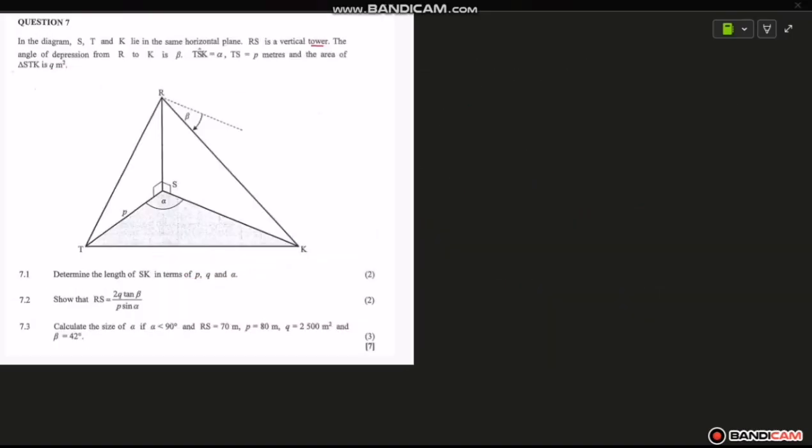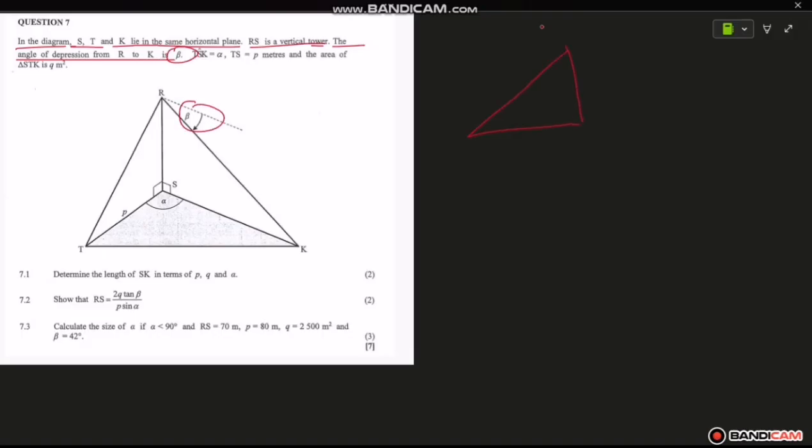That's very important. So here's our question. This is question 7. In the diagram, S, T, and K lie in the same horizontal plane. RS is a vertical pole. Therefore, the angle of depression from R to K is beta. So beta right here is the angle of depression.